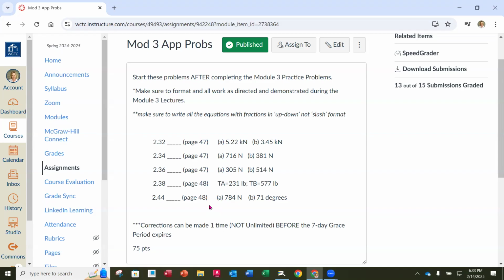I'm not seeing anything yet in the chat box. So I'll ask one more time. Any questions on anything in Module 3 application problems? Remember, this is preparing you for the midterm exam. So now is the time because we can work through these. Okay, no one's asking. So I'm not going to do any problems if I don't want to waste anybody's time.